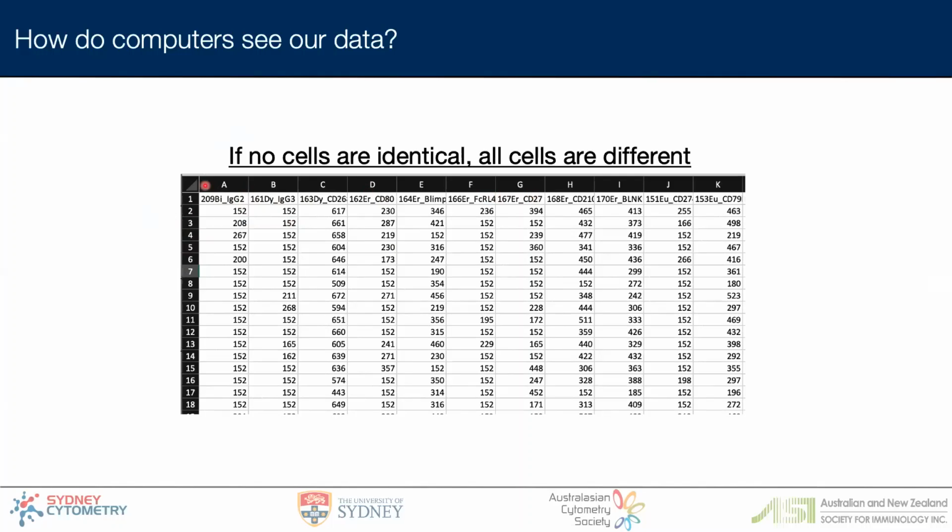And again, what a computer will do is look at each of these rows and try to find if any of them are identical. And to a computer, if no cells are identical, by definition, they must all be different. And again, I think this is the crux of the issue, where computers are a lot more sensitive than humans when trying to look for differences. And as I said, I think this is why we get so much discrepancy between the two.